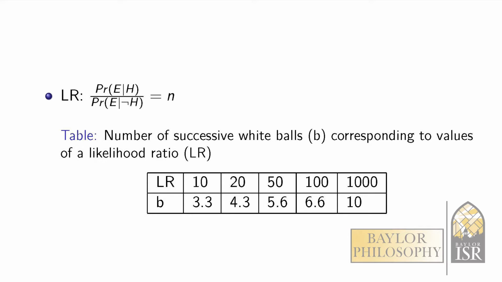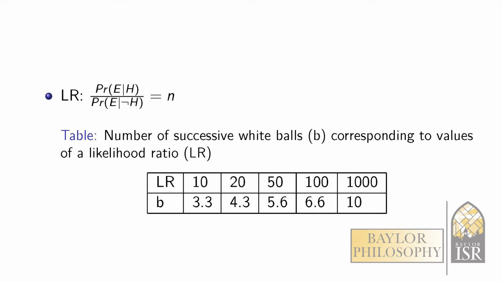Now, the cool thing about this is that we have a grasp on the relevant likelihood ratio. So we can consider any evidence and a hypothesis and its negation, and we're going to get a likelihood ratio there. Suppose that likelihood ratio is 10. You're like, well, okay, what the heck do I do with that? What does that mean? Well, its evidential strength is like the selection of 3.3 white balls in sequence.